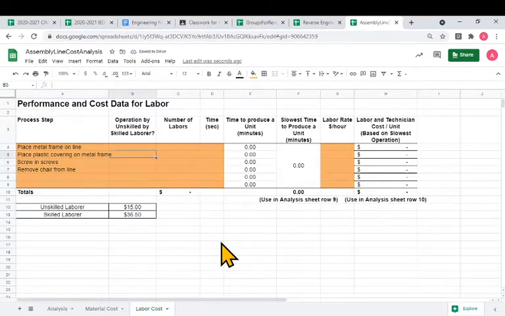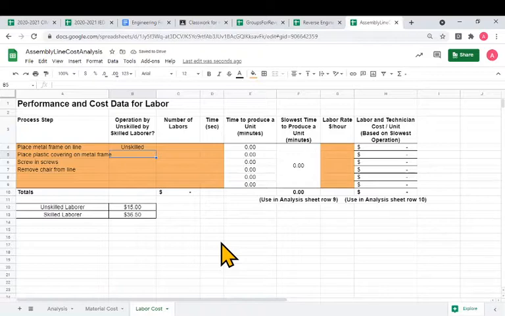So then we have to determine whether we have skilled or unskilled labor. Unskilled labor, remember, is going to be the kind of employees that don't have a lot of skills they learned from school or from years of experience. It's kind of like work that anyone can do. So for placing the metal frame on the line, I'm going to call that an unskilled labor necessity.